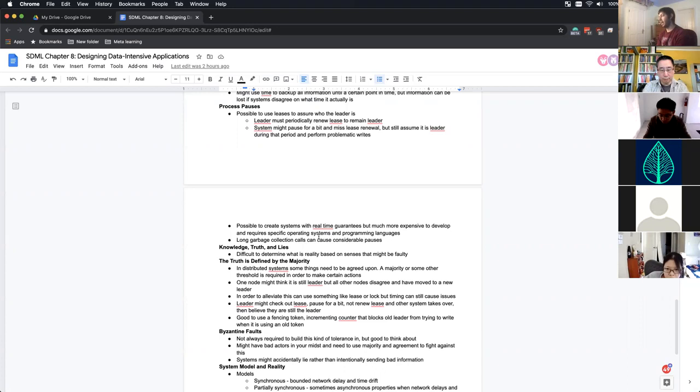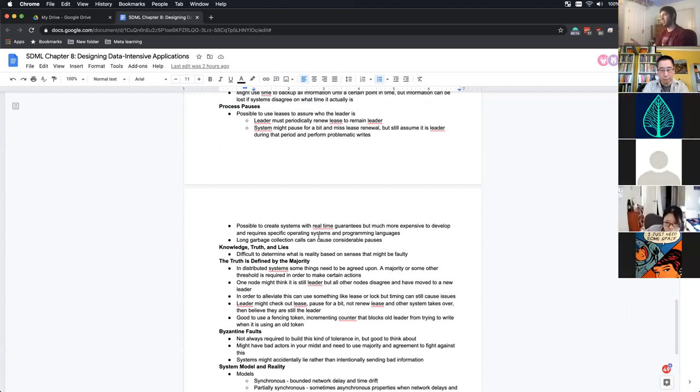And in that time, another system takes over as leader, but then it unpauses and it still thinks it's the leader, and then it makes some write in the meantime, and then it goes to actually renew the lease, and then it says, oh, now I'm not the leader, but I already did this problematic write, and I've got information that the other databases don't have now.